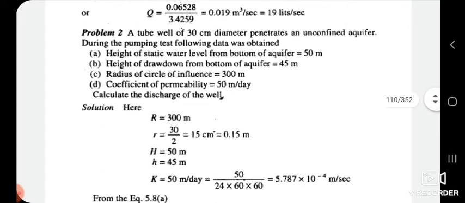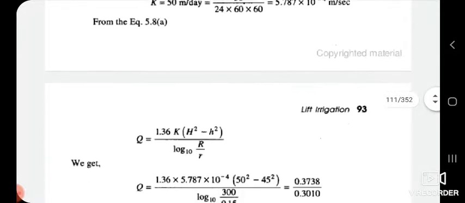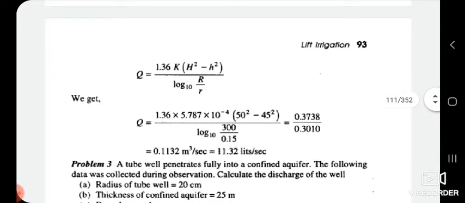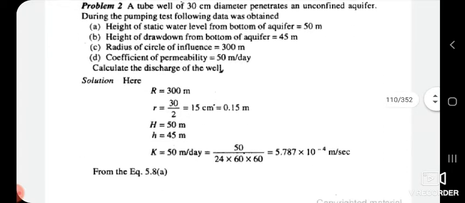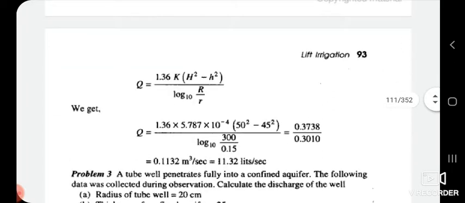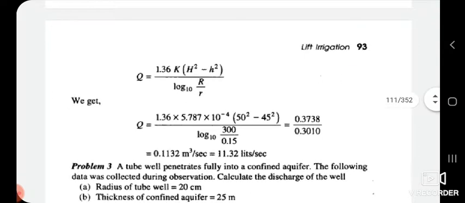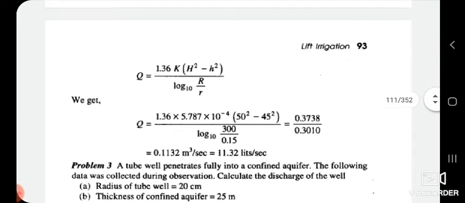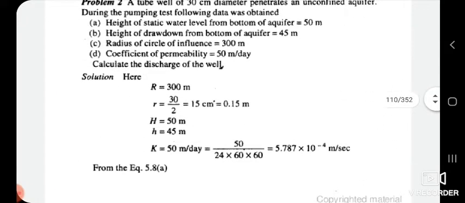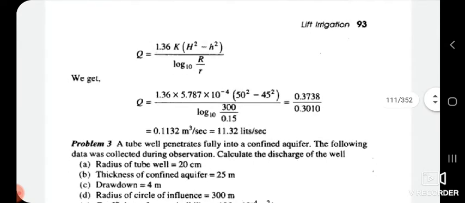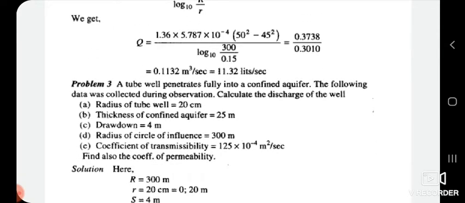And the small h is given as 45 meter, and you can apply it to the same formula as mentioned earlier and try to find out the value. So this formula we already saw in the given derivation. That is 1.36 k into H square minus h square divided by log to the base 10 R by r. Okay, and you can find it out, and keep in mind to have the values in terms of meter and then calculate it and find it in terms of meter cube per second, and if possible convert it into liters per second. Okay, so next problem.